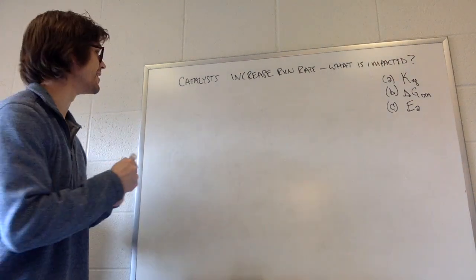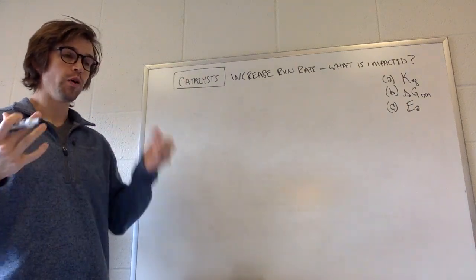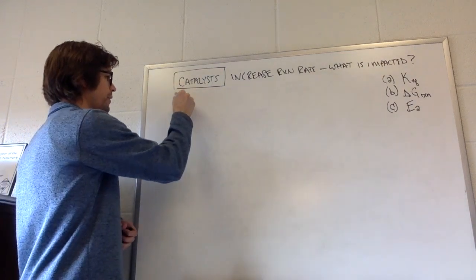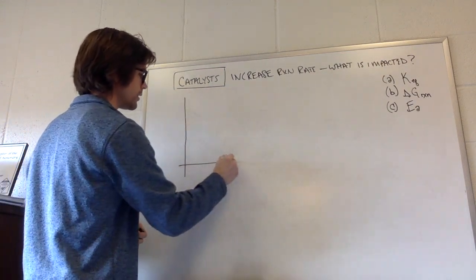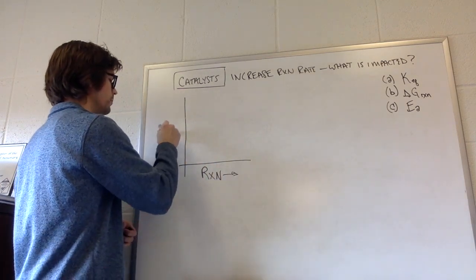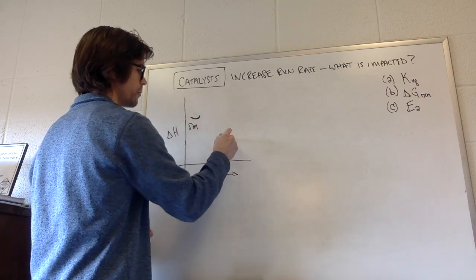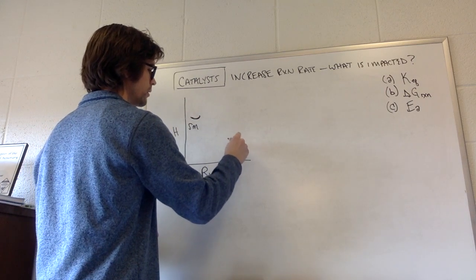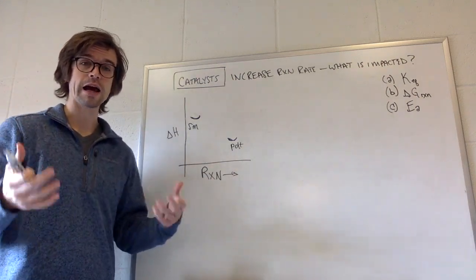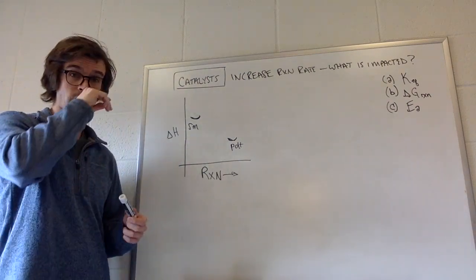All right, catalysts. That's our final topic from chapter 6. And what do catalysts do? They increase reaction rate. So let's think about that with a reaction. We have an exothermic reaction. We have the starting materials here and the products down here. That catalyst is going to increase the reaction rate. So what is that going to impact in our reaction coordinate diagram?